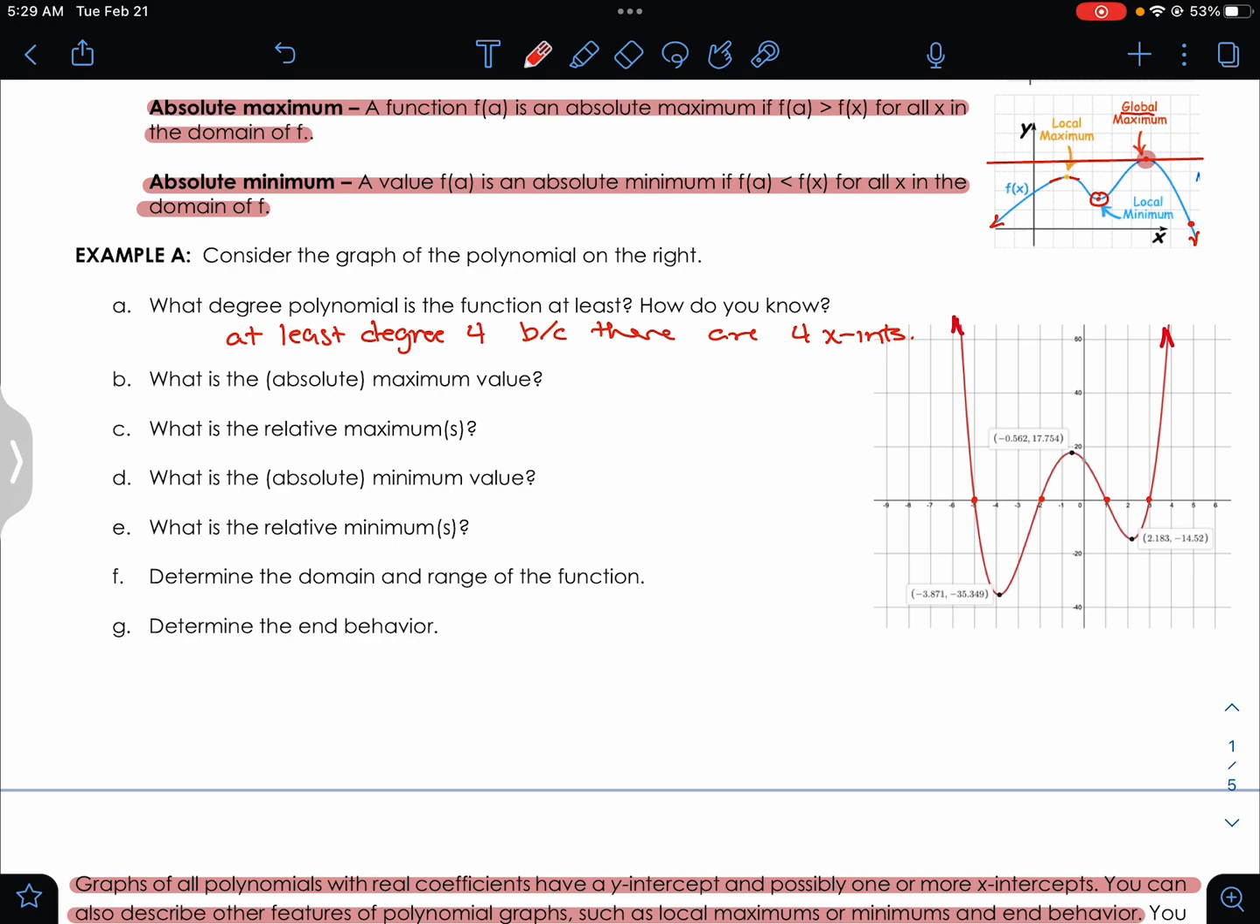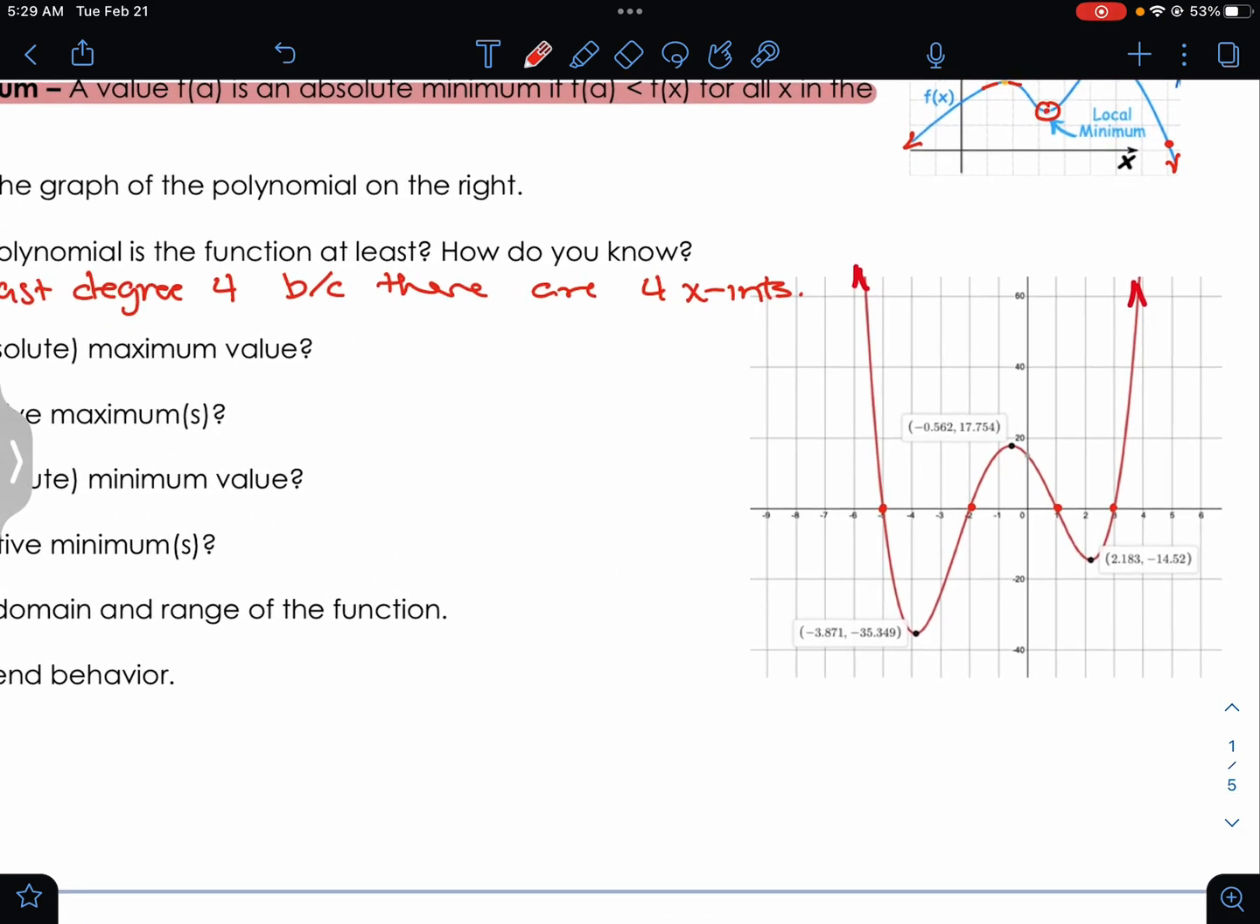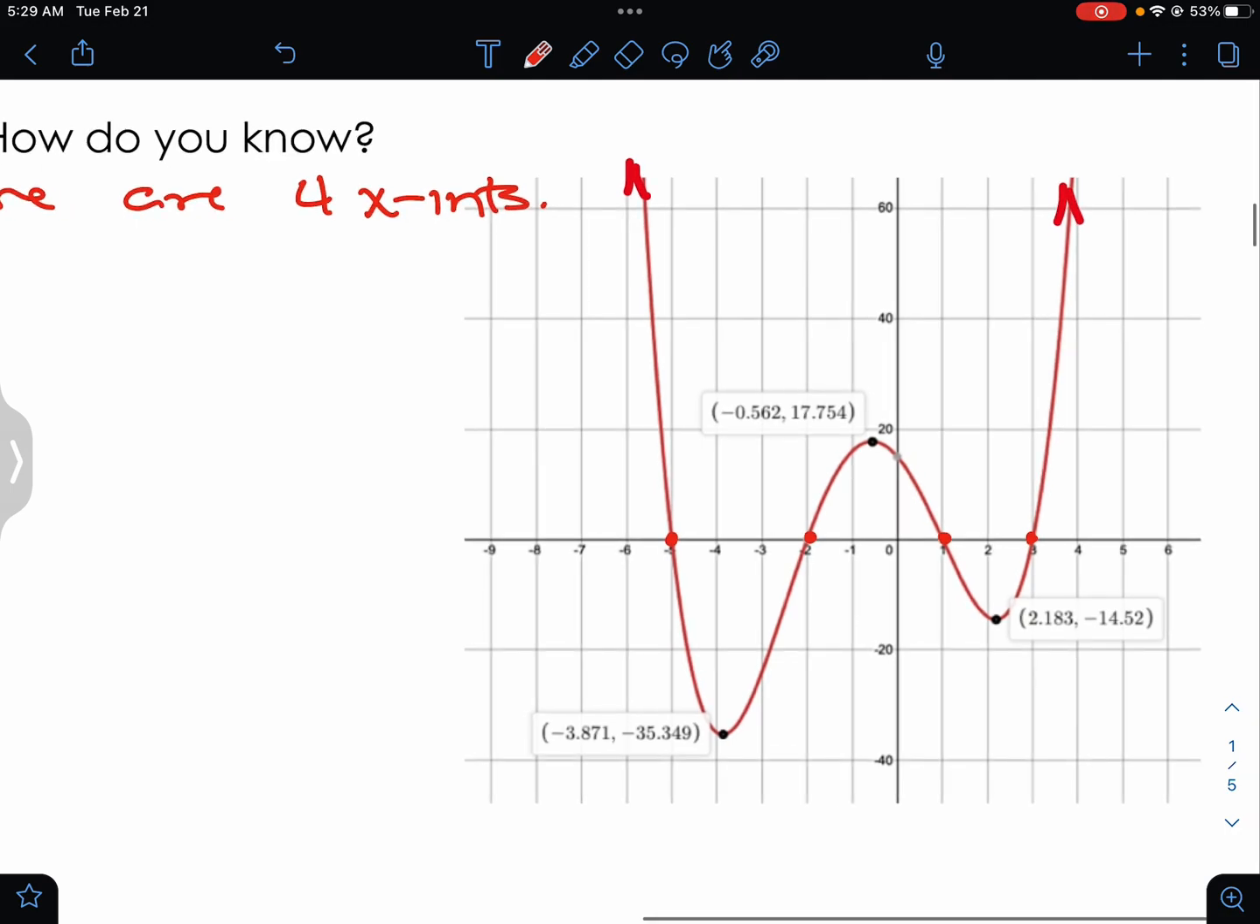We then need to find the absolute maximum value. So if we take a look at this function, you'll see that there's the top of a hill right here. But that point is not higher than all the other points. You notice when you're looking at this, you have points over here or over here that are higher than that point. So because that point is not the absolute highest point on this graph, meaning it does not have the absolute highest y value, this is not going to be an absolute maximum.